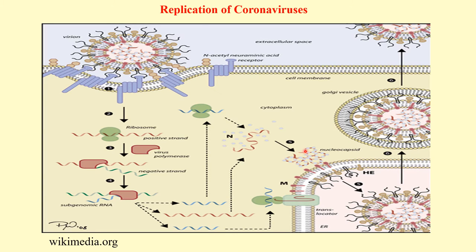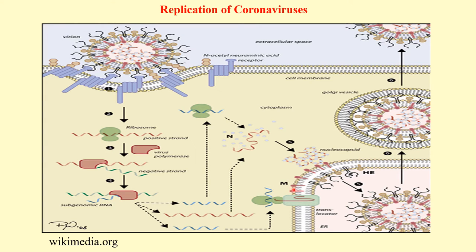Then, after that, what happens? Now we said that the positive sense RNA can act as a messenger RNA. It will be translated to proteins. One of these proteins is the nucleoprotein or the nucleocapsid protein, which will bind to the RNA to form the nucleocapsid. Some of this positive sense RNA will be translated to other viral proteins. It will be translated to M protein.